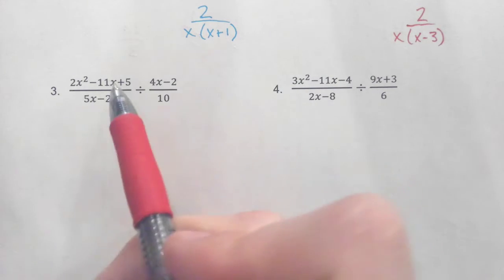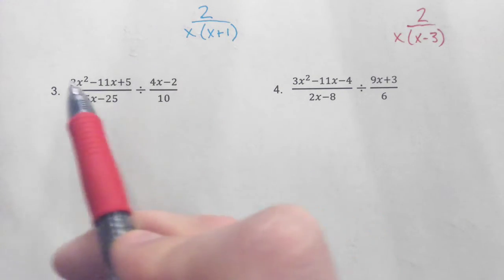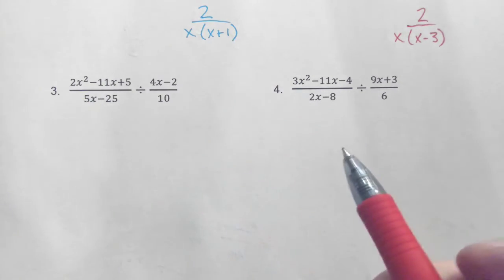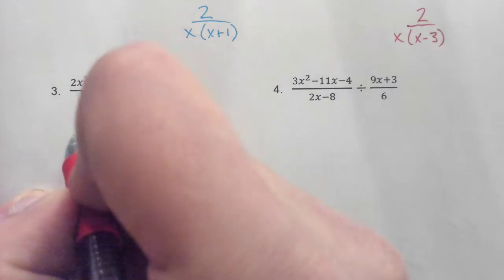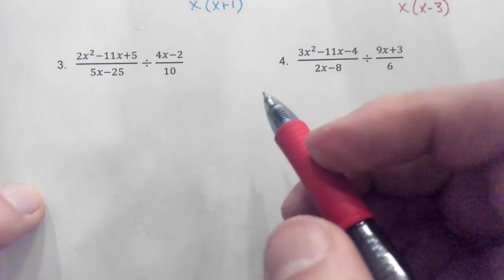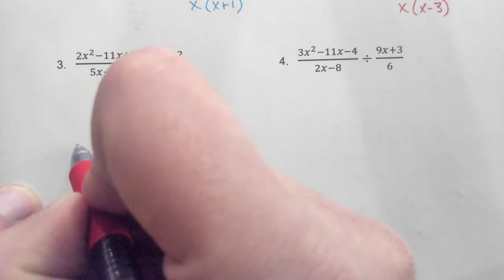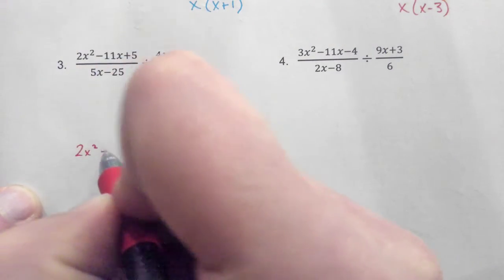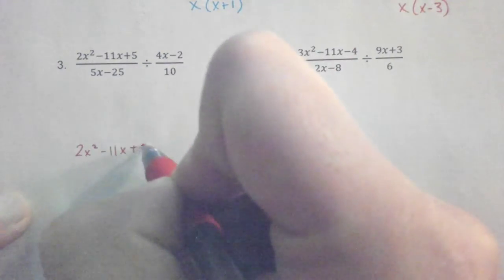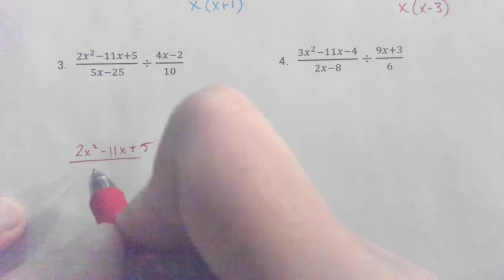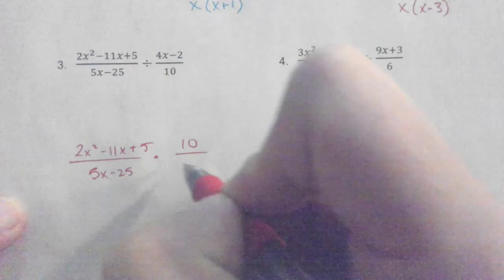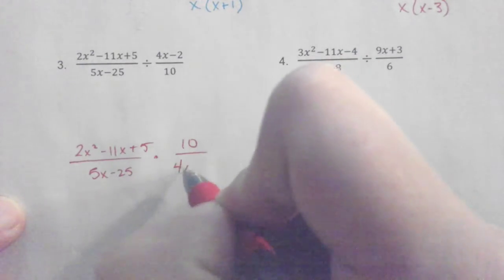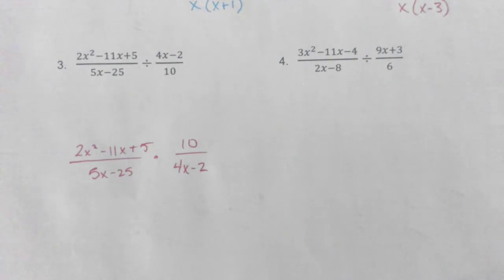Looks like we've got one of those nasty ones. We got to make the magic number, so that's going to take a little bit more work, but not too bad. So I'll go ahead and rewrite it, and I'm going to leave a little space because I'm going to go above it. I think that works out a little better. So 2x squared minus 11x plus 5 over 5x minus 25 times, go ahead and flip that one, 10 over 4x minus 2.